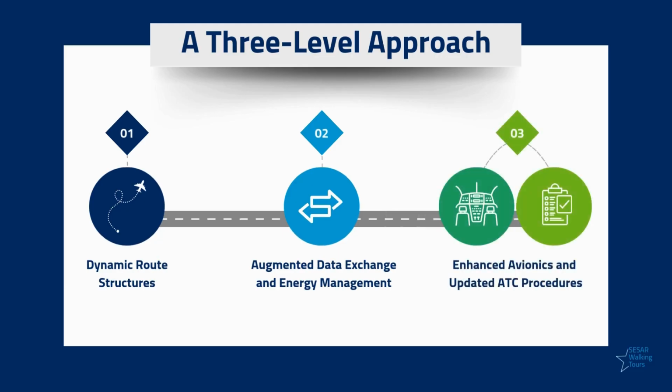Level 3. Enhanced avionics and updated ATC procedures. Avionics enhancements enable aircraft to dynamically predict the best timing for flap and landing gear deployment. Meanwhile, updated ATC procedures support more targeted, minimal speed interventions. This reduces the uncertainty on the aircraft side and hence the number of level-offs with additional engine thrust during descent and approach, and lowers fuel burn.